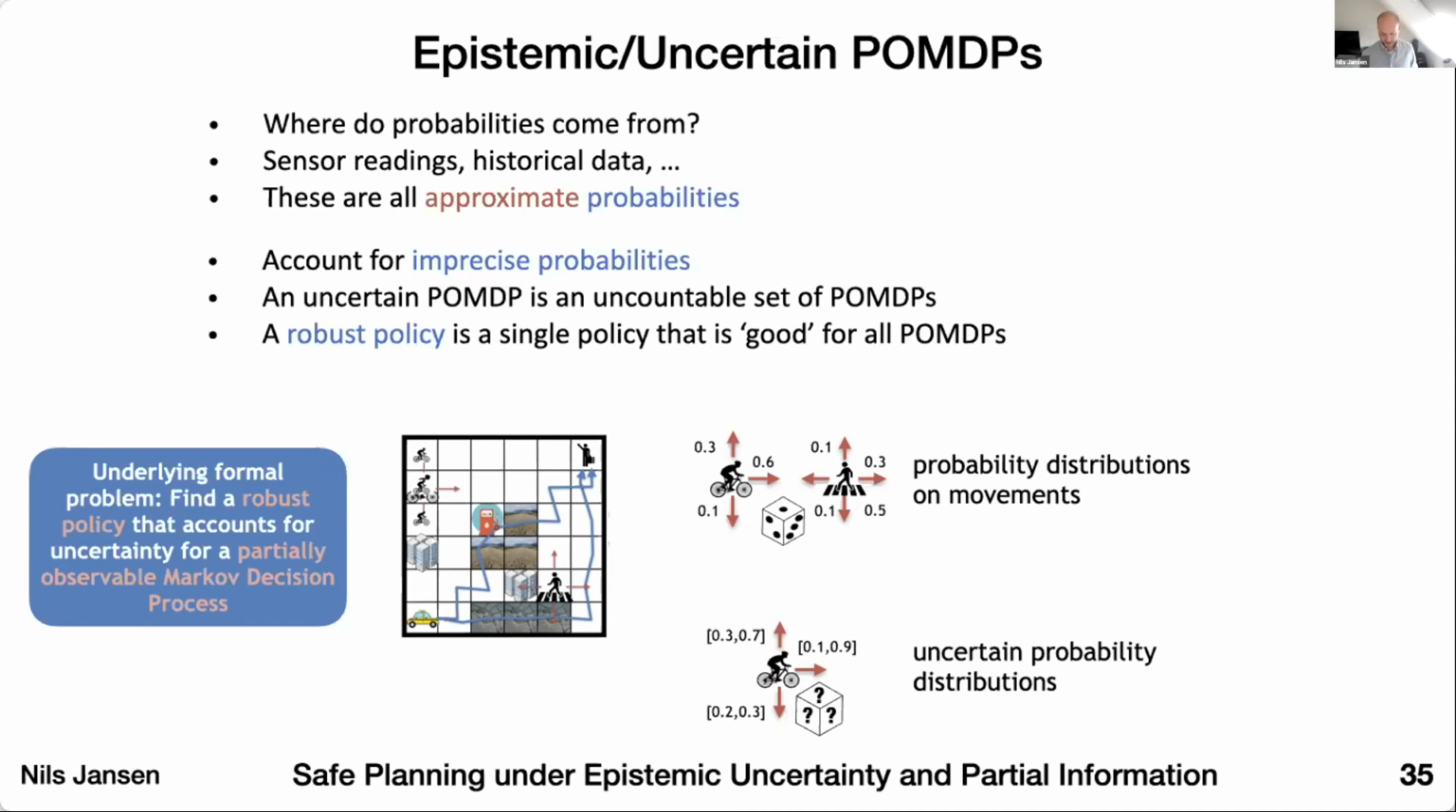And if you look at this example where you have these probabilities, here we use ranges of probabilities, we will see more. So these are so-called uncertain probability distributions. These are intervals of probabilities. And we then need to account for all these probabilities within. The problem is to find a robust policy that accounts for uncertainty for a partially observable Markov decision process, right? So we make it a bit harder even now. Let us see.